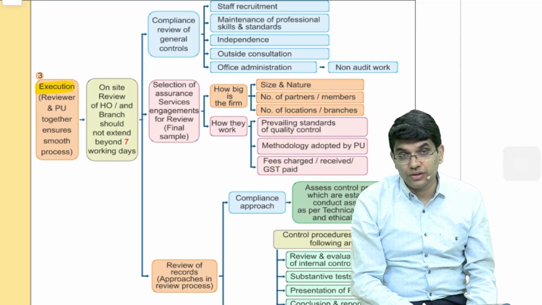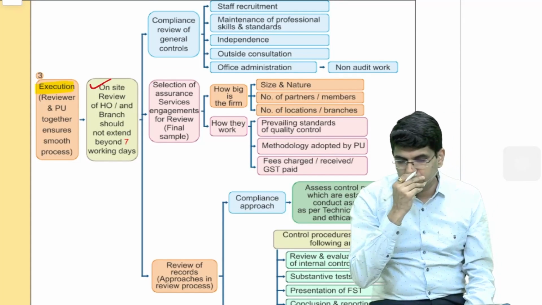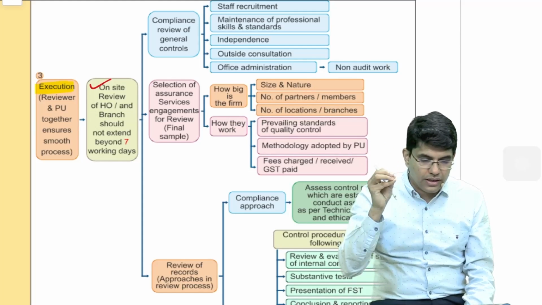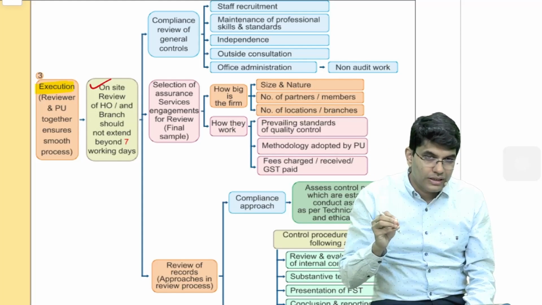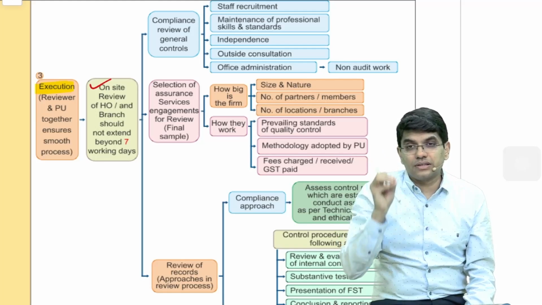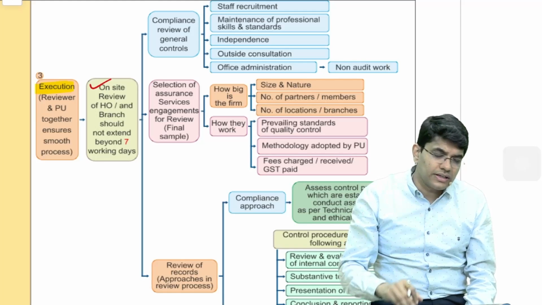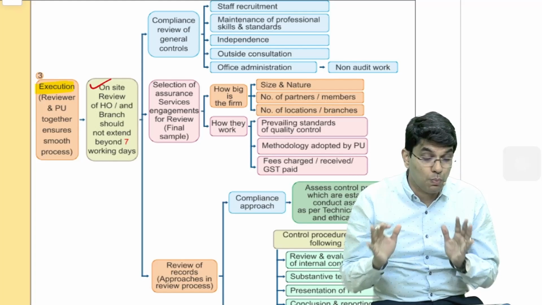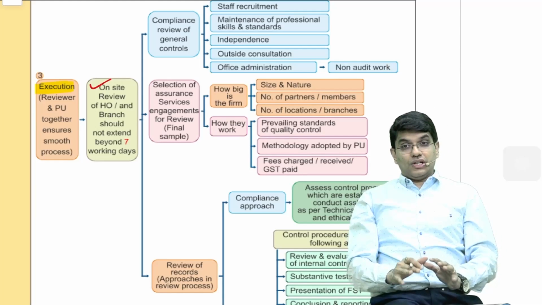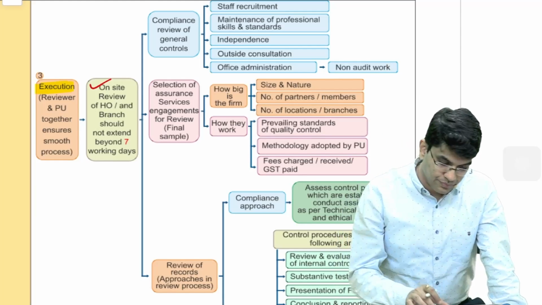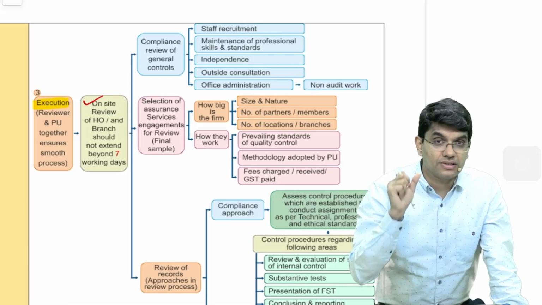Next is the execution phase. For execution, the reviewer will go to the CA firm's office. That's called on-site review. They can stay there and do on-site review for a maximum of 7 working days. Again, there is a change. Earlier there was 7 to 14. So everywhere they have reduced the number of days.